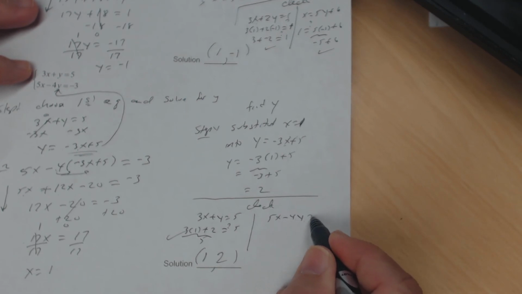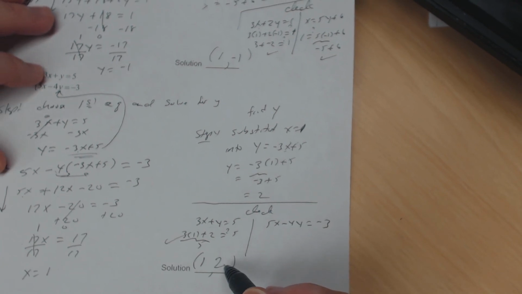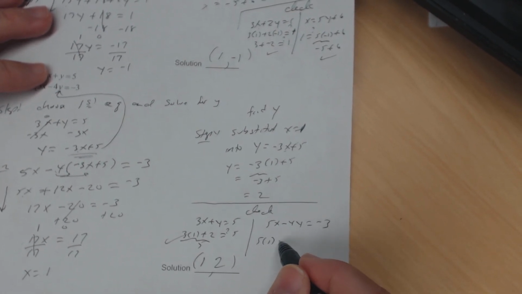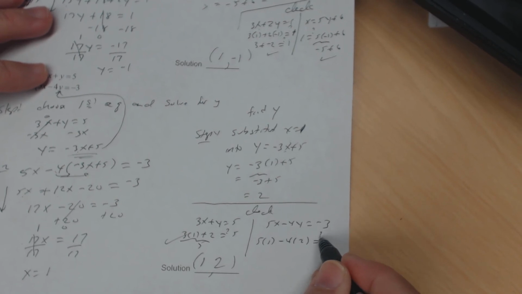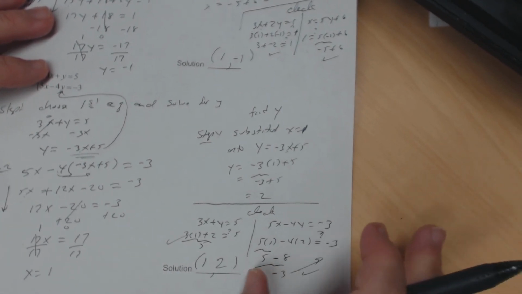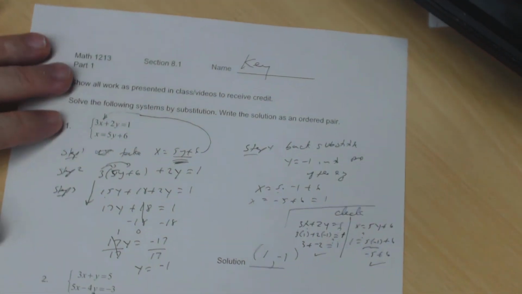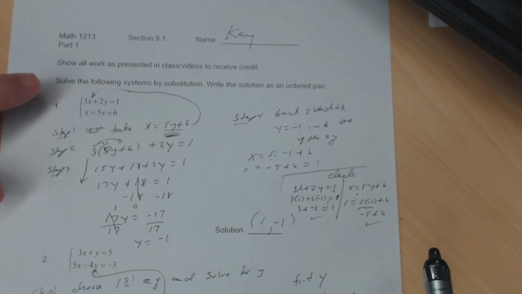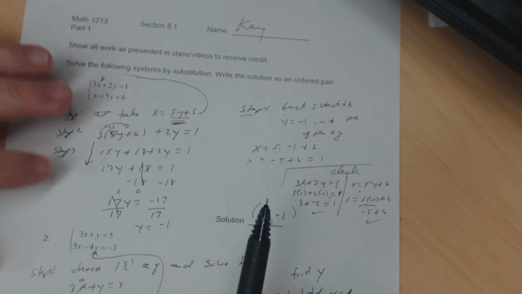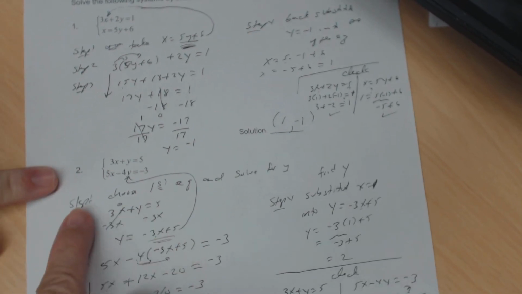5x minus 4y equals negative 3. So wherever we see the variable x, I plug in 1. Wherever we see the variable y, I plug in 2. So I get 5 times 1 minus 4 times 2. And again, is that equal to negative 3? Well, let's see. That's 5 minus 8, and that is negative 3. So that's correct. So the point (1, 2) is a solution. Okay, so that takes care of 8.1 part 1. And remember, we solved these by substitution. So notice the steps that are involved in substitution.